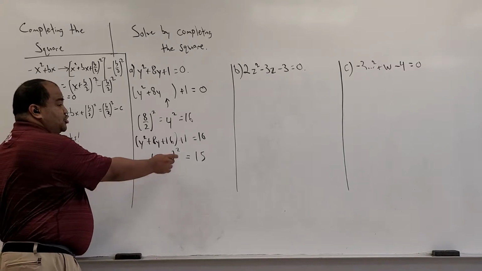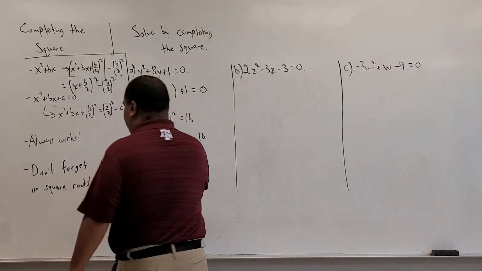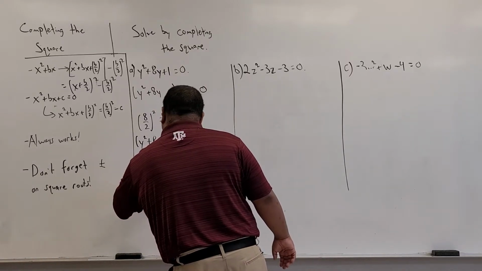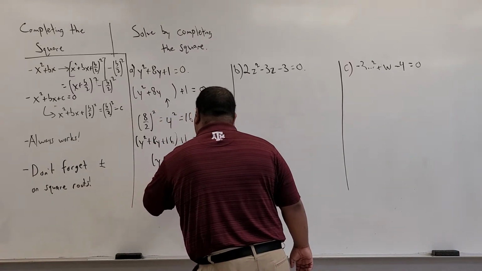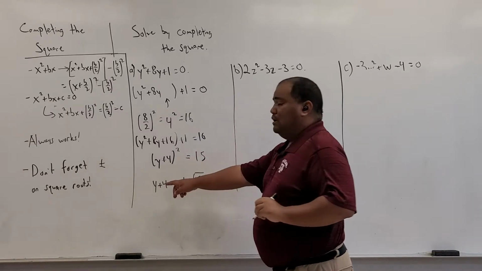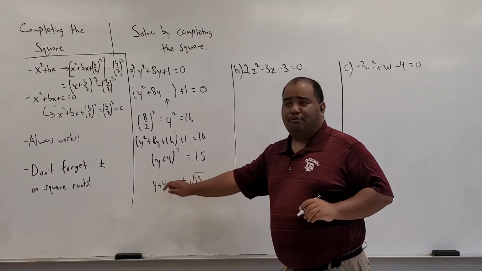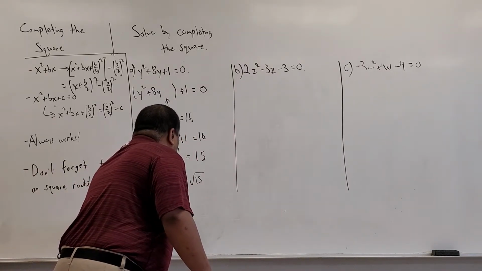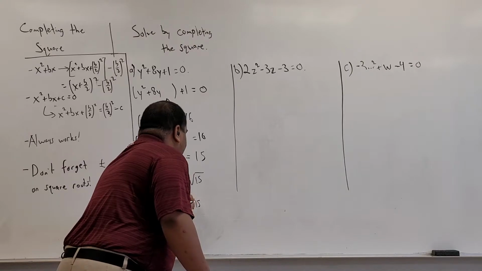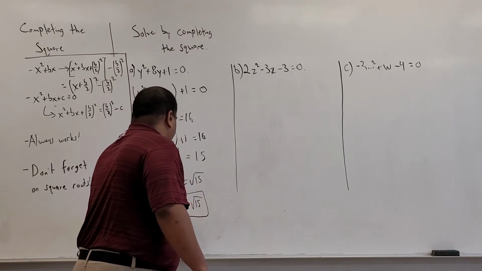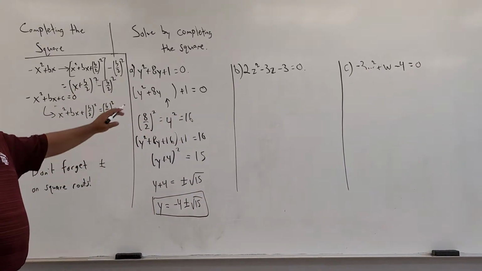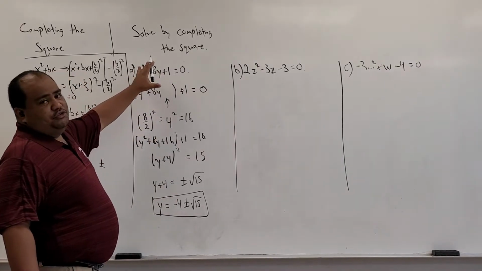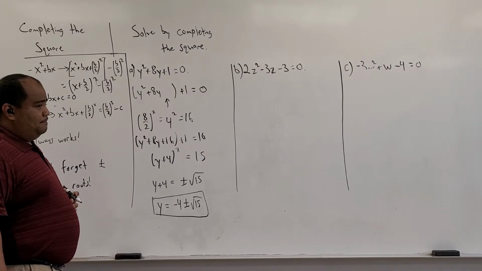And now we'll take the square root of both sides, of course remembering the plus minus. So we have y plus 4 equals plus minus the square root of 15. And then to finish this off, we will subtract 4 on both sides. And so we are left with y equals minus 4 plus minus the square root of 15. Now, if you use the quadratic formula, you will eventually arrive at the same answer. Completing the square actually gets you the quadratic formula in general.